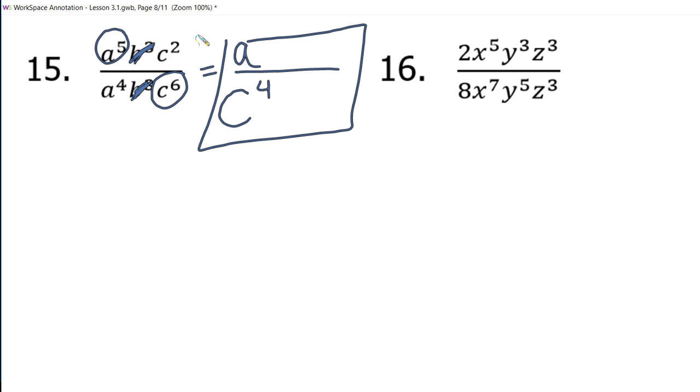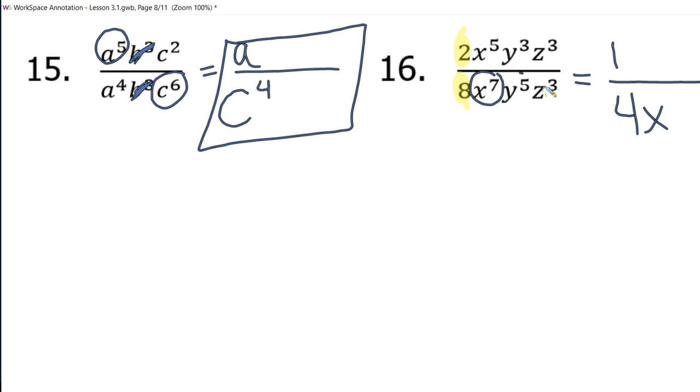Number 16, fraction out front needs to be simplified. So 2 and 8 can both be divided by 2. So 2 divided by 2 is 1, and 8 divided by 2 is 4. Where's the larger x? Bottom. So your answer for x will go in the bottom. Where's the bigger y? Bottom. So y also goes in the bottom.